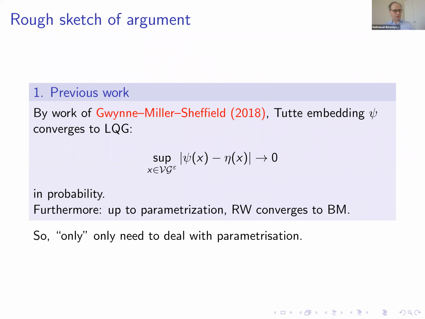The fact that you understand the Tutte embedding of this process tells you that the random walk on this graph will, in the scaling limit, converge to a Brownian motion if you don't care about the time parameterization. So what is interesting in our result is only the part that tells you what happens to the time parameterization, which I've explained is this singular change of time using the Liouville clock.